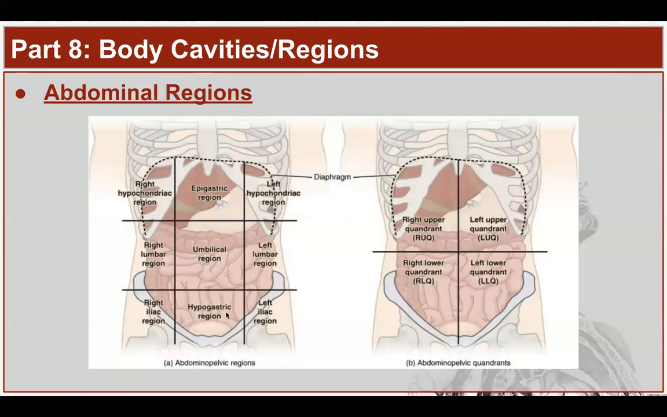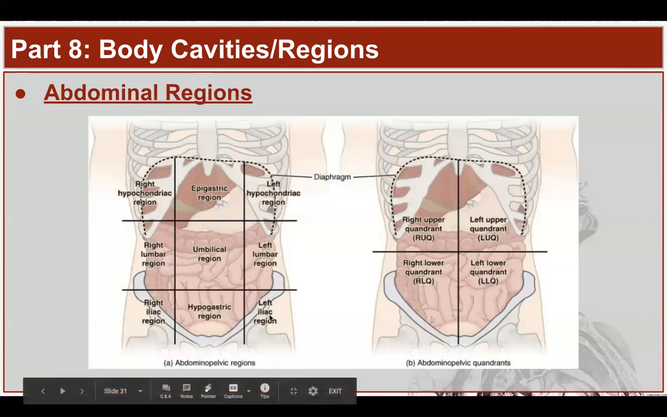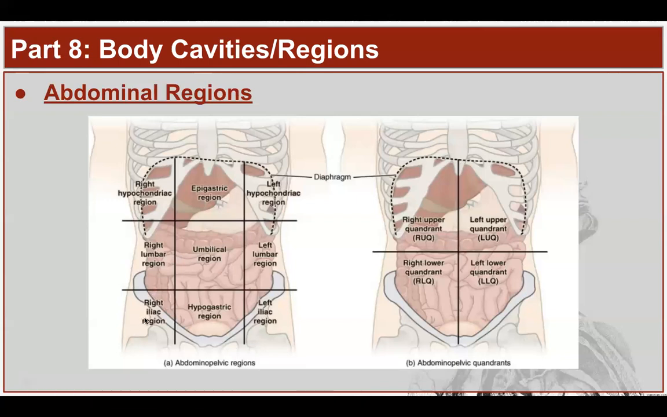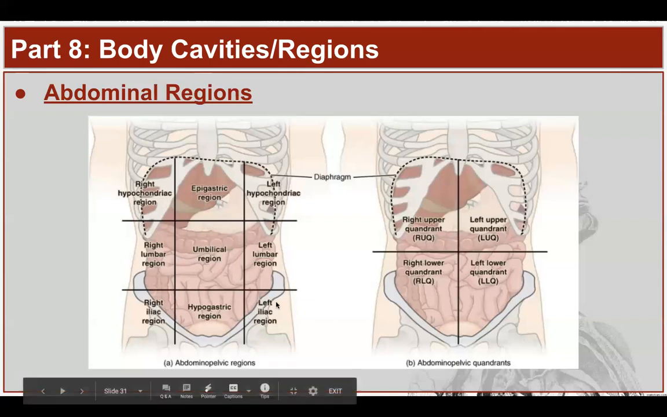And then down here, which is more towards your pelvis region, groin, you have the left iliac and the right iliac, which these names come from your hip bone, which is called a coxa. So left iliac, right iliac, and then the hypogastric region here, which essentially means below the stomach, below the digestive system.